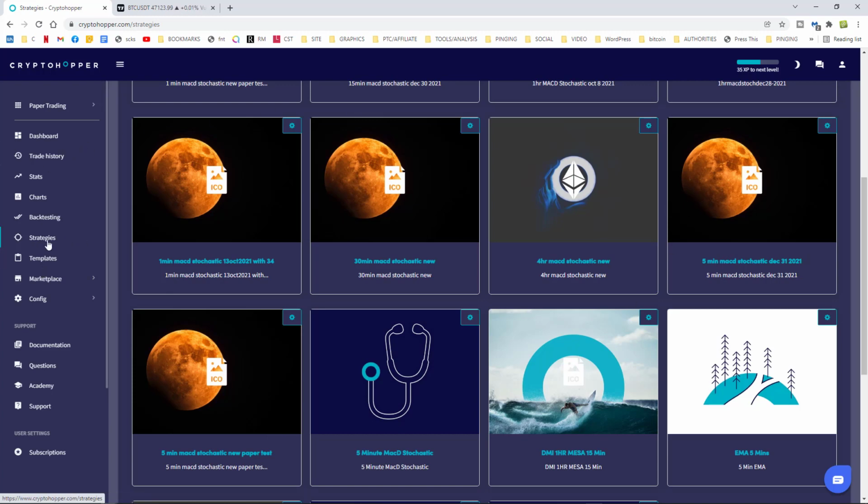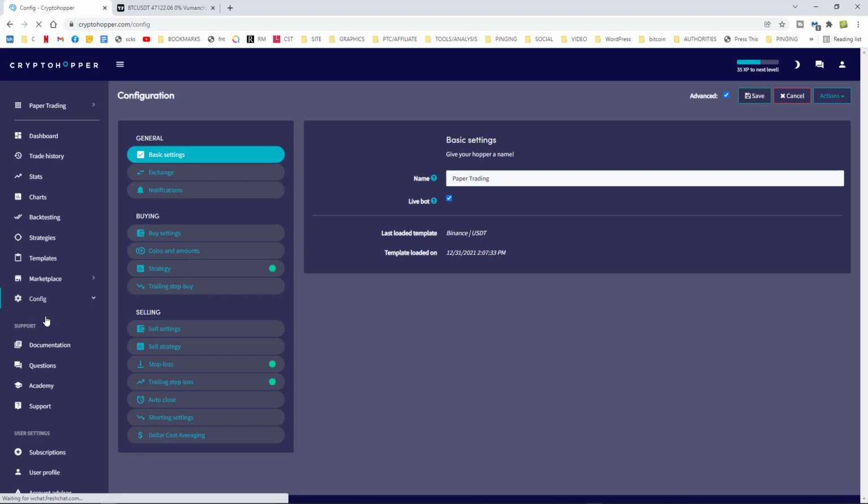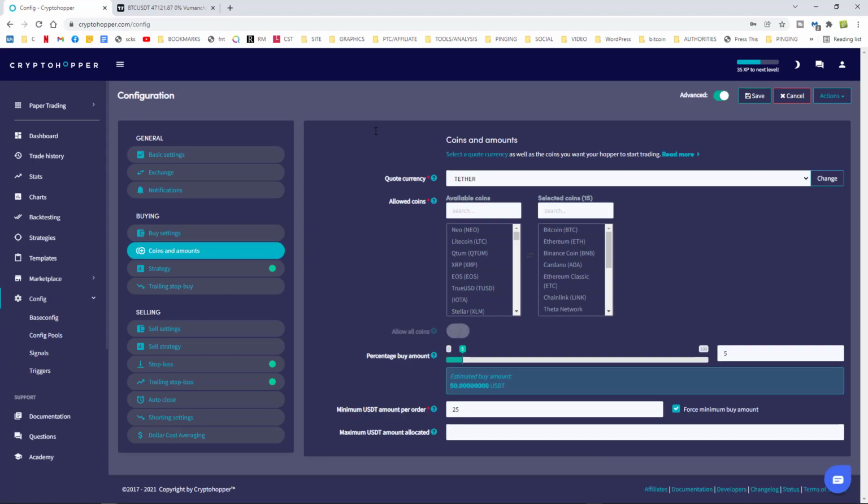Now you've created the strategy here, you need to go to your config and click on your base config here. You put your 1,000 fake dollars in, alright, or you're using this on your real trading bot. I recommend you try the paper trading bot first, make sure it works.